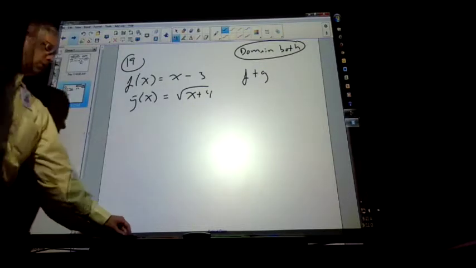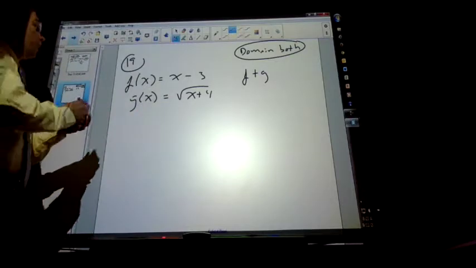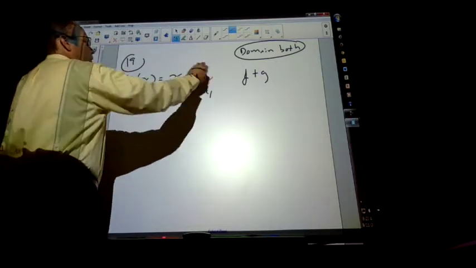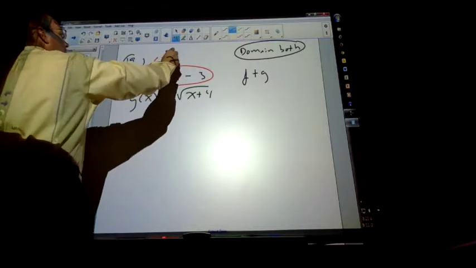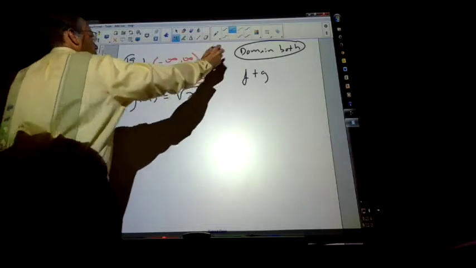What is the domain of this one? What's the domain of the red one? Is there anything I can plug in? Anything that makes it not work? Negative infinity to positive infinity. Okay? So negative to positive infinity is my domain of this one.